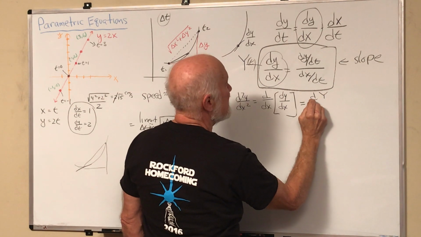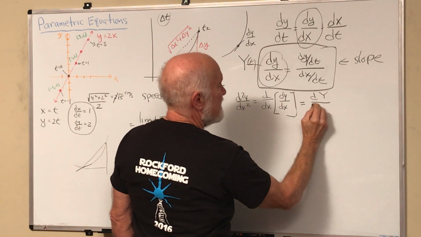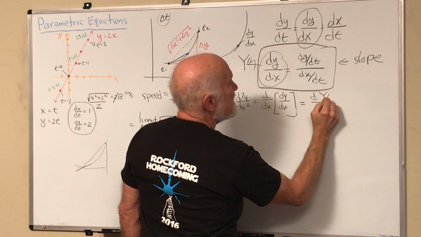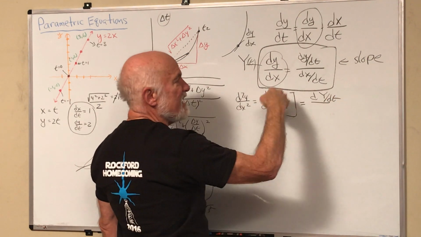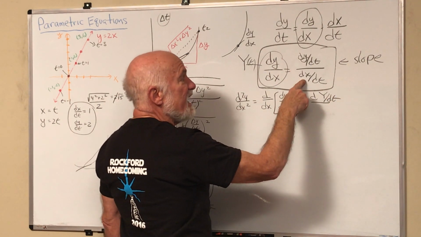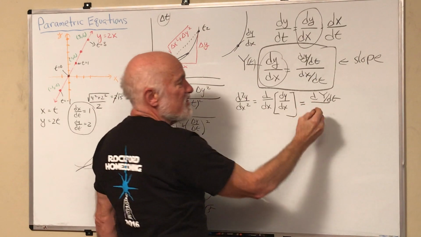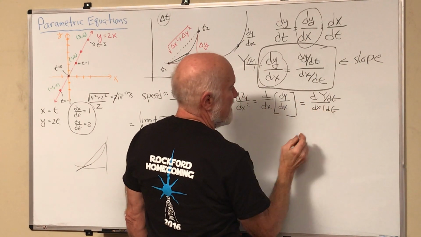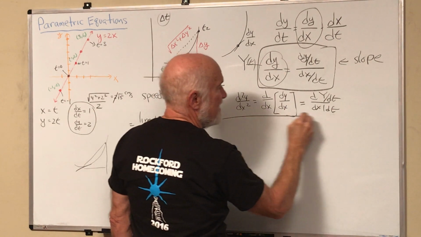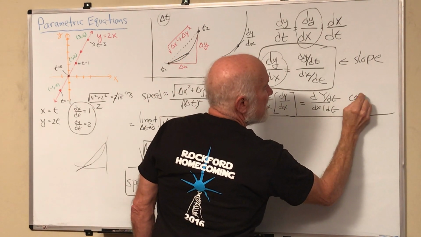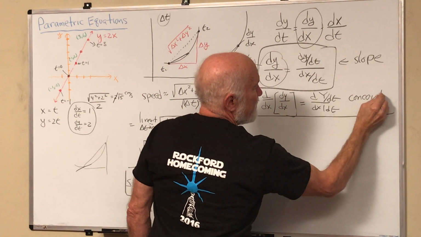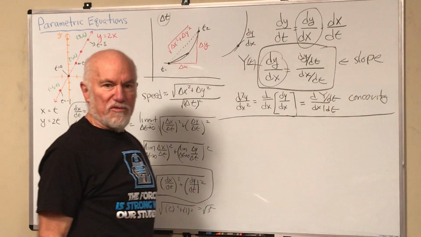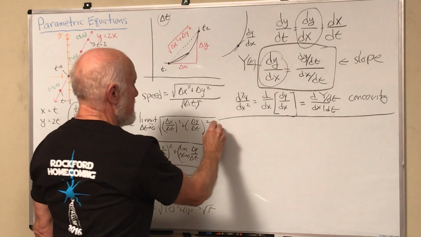What you have to do is take now dY/dt, so take the derivative of that with respect to t, and x is the same old x. X hasn't changed, so you have to divide it by dx/dt. That is a little complicated. That's how you get concavity from the second derivative. We'll give an example very shortly.